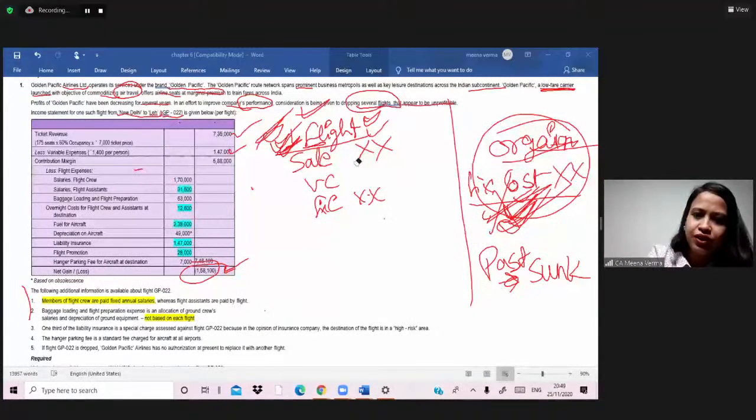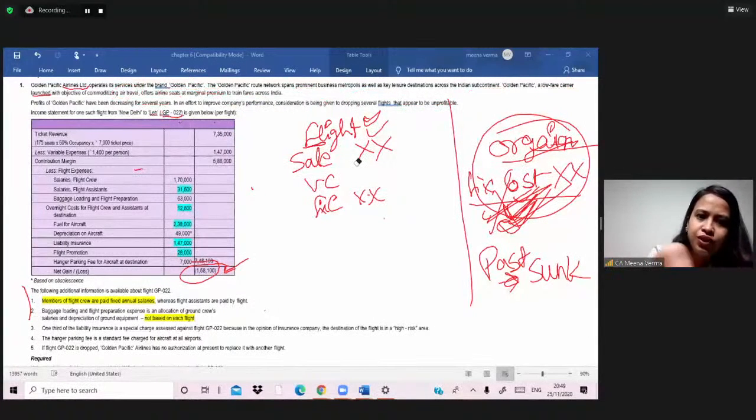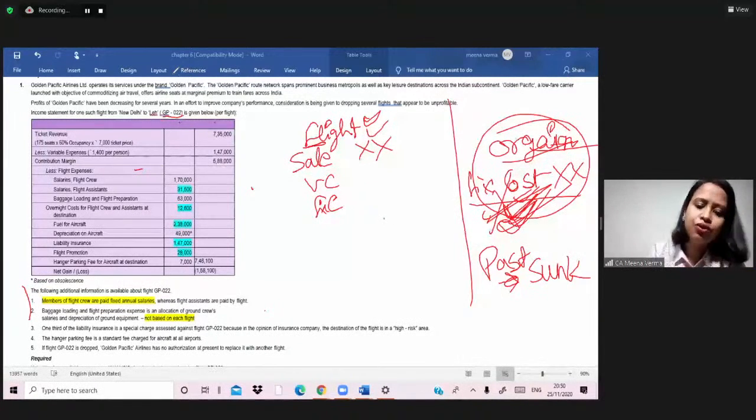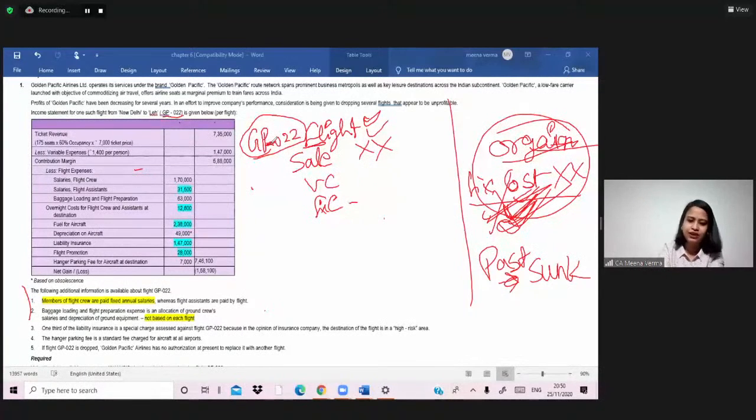I want you to tell me the fixed cost which is related to this particular flight. Can you help me? I want all of you to please try to find out the fixed cost related to this particular flight, GP022. The cost which is related to only this flight.